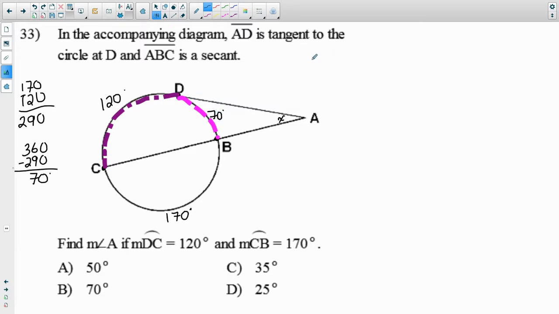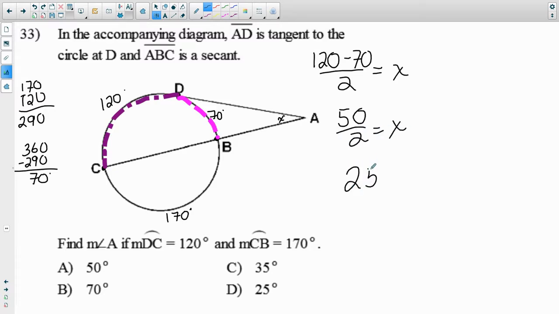It's going to be my major arc minus the minor arc divided by 2 will be equal to that angle. 120 minus 70 is 50 divided by 2 will be equal to that angle, and 25 degrees will be equal to that angle. Here it said find the measure of angle A, so the measure of angle A will be equal to 25 degrees, or I can find my answer right there.